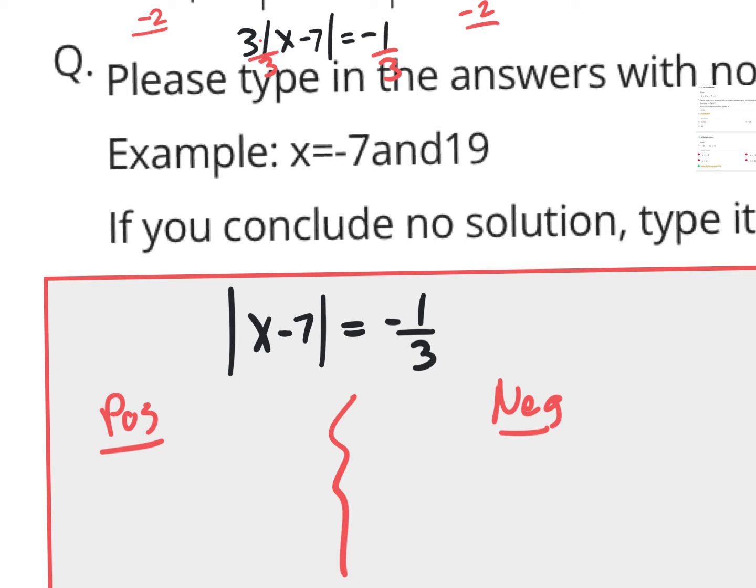How do I know that already? Because I know that the absolute value of something can never equal a negative number, okay? Remember, the absolute value of 3 is positive 3, the absolute value of negative 3 is positive 3. Absolute value is the distance from that value to 0. There's no such thing as negative distance. So you can never have the absolute value of something giving you a negative number as an answer.